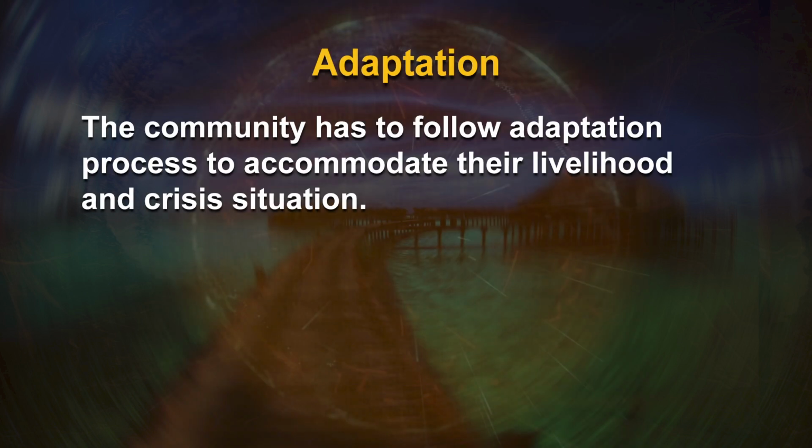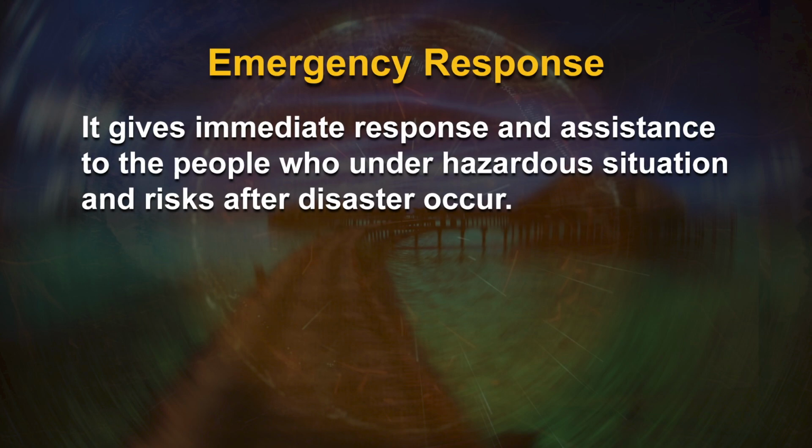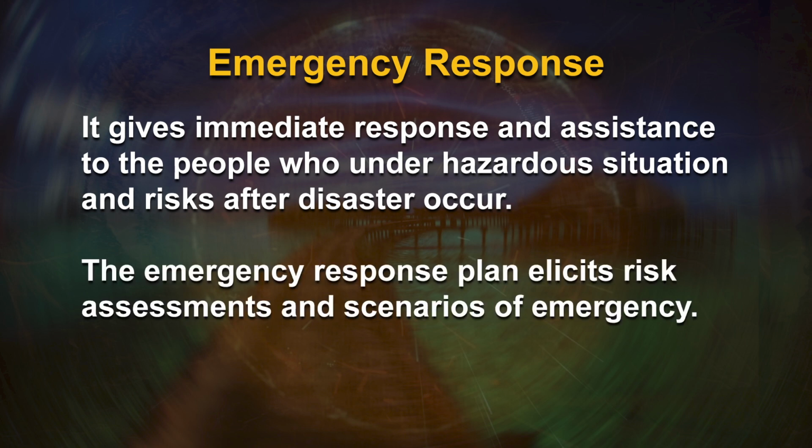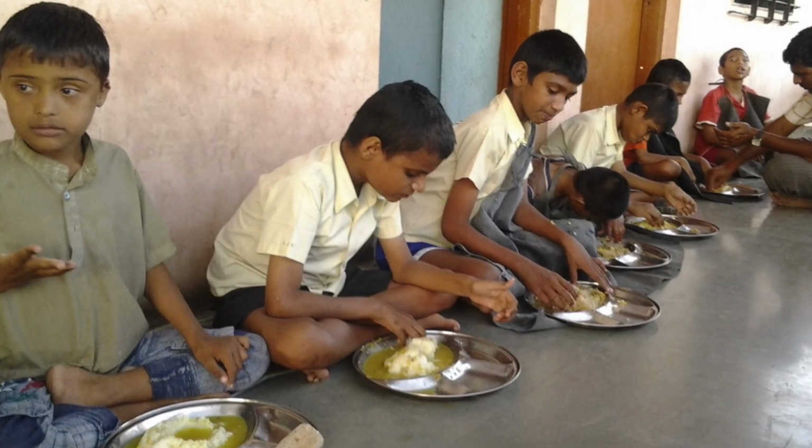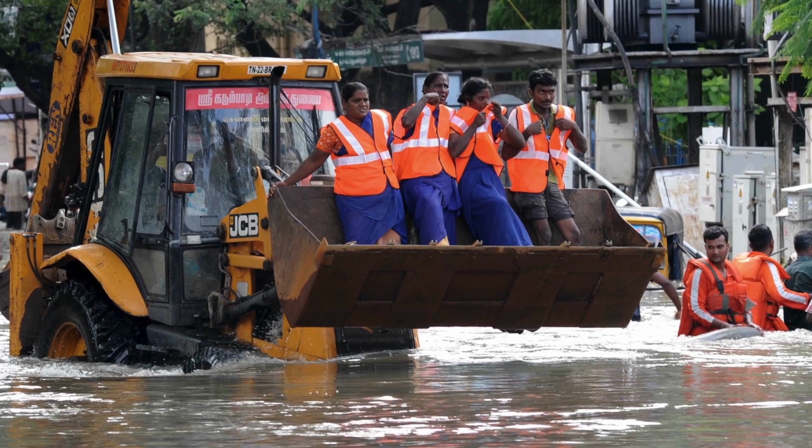Adaptation. The community has to follow an adaptation process to accommodate their livelihood and crisis situations. Emergency response. It gives immediate response and assistance to the people who are under hazardous situations and risks, generally after the disaster occurs. The emergency response plan elicits risk assessments and scenarios of emergency. Besides, emergency response is more important during and after the disaster period. First aid, safety, medical care, drinking water, food and shelter are included in emergency response in disaster management.